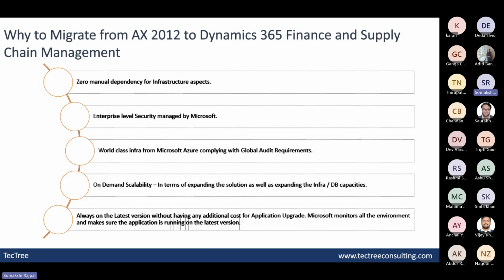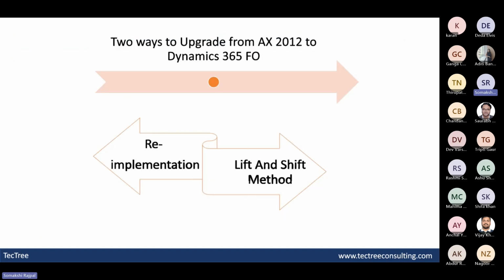So this was why we have to move from Dynamics AX 2012 to Dynamics 365 Finance and Supply Chain Management. Moving further, how can we upgrade from AX 2012 to Dynamics 365 Finance and Supply Chain? There are broadly two methods. The first one is the re-implementation method, and the second one is the lift and shift method.